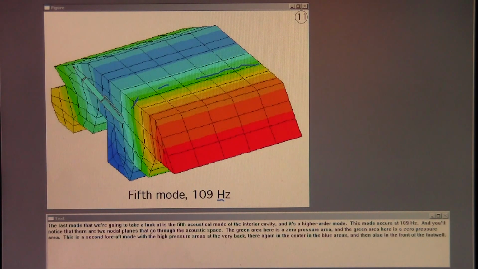This is a second fore-aft mode with the high pressure areas at the very back, there again in the center, in the blue areas, and then also in the front of the footwell.